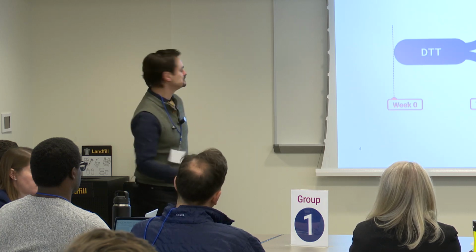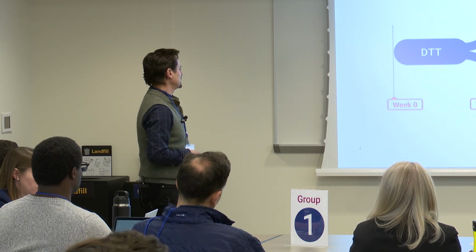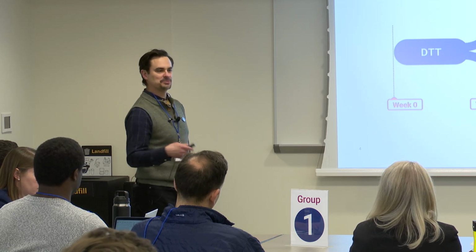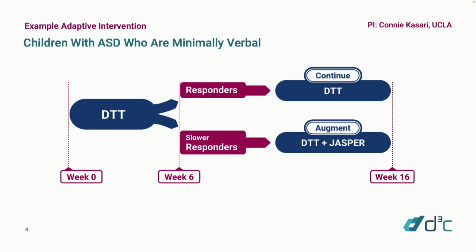In this example, we offer the kiddos, when they walk through the door, something called discrete trials training. For those of you that know about ABA principles, that's basically what it is. All of you probably know all about that. It tries to get the child, reward-based, to speak and use words. It's all about rewarding to use words. There's a whole strategy on how you do that, and that's DTT. At week 6, we know whether the child is a slower responder or a full-blown fast responder.